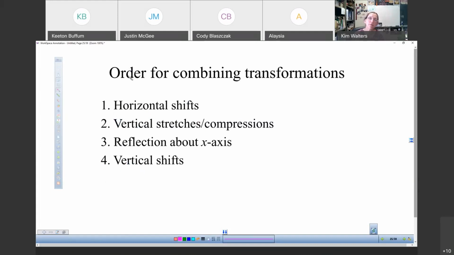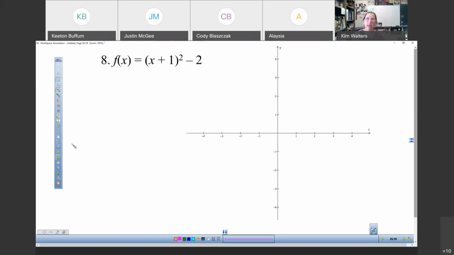So if you have multiple things happening, this is the order you're going to do them in. You're going to do your horizontal shift first. You're going to look for any stretches and compressions. You're going to reflect it about the x-axis. And the last thing you're going to do is your vertical shift. So if you have all 4 of these things, this is the order you're going to do them in.